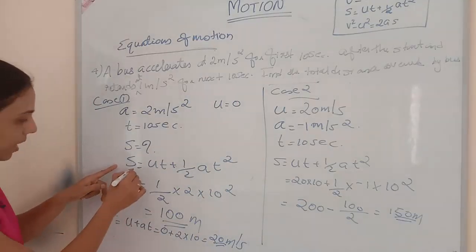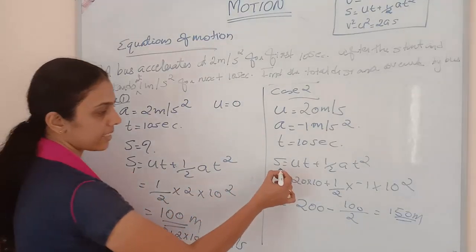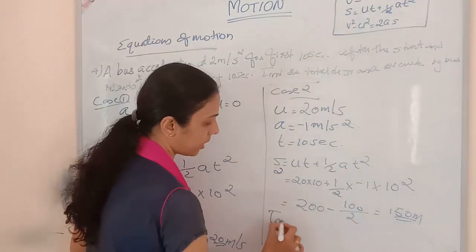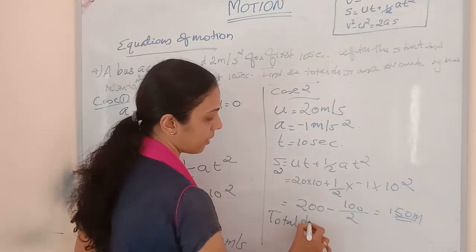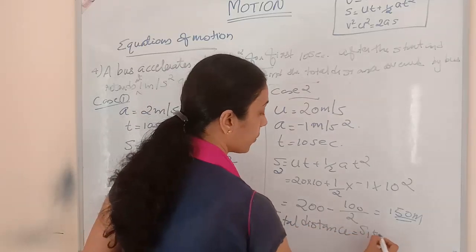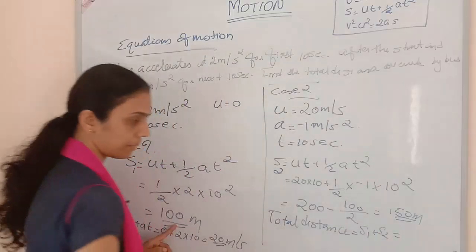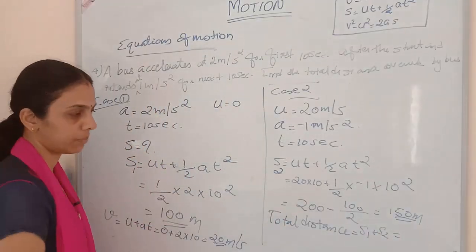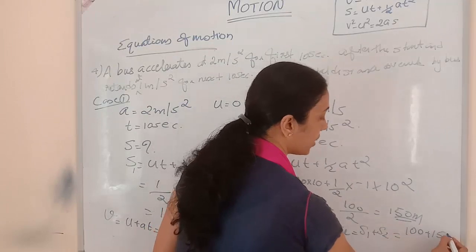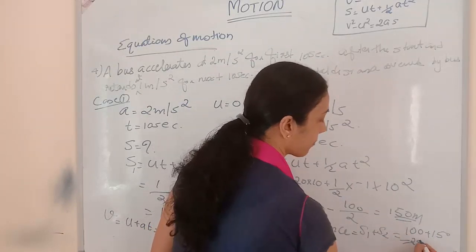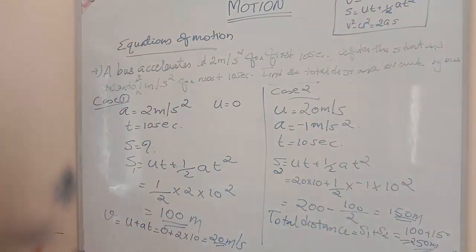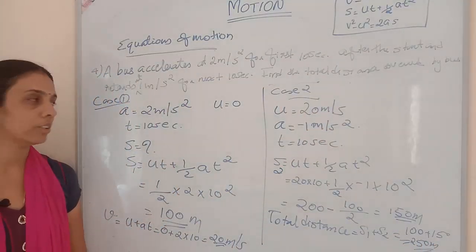The first case I take as S1, the second case as S2. So what will be the total distance covered? Total distance covered will be S1 plus S2. S1 is 100 meter and S2 is 150 meter. 100 plus 150, we will get 250 meters. Okay, clear? Understood how we are doing this kind of numericals?